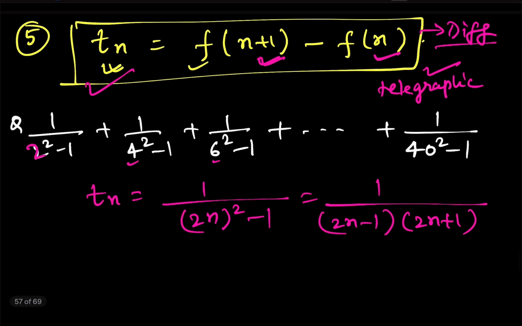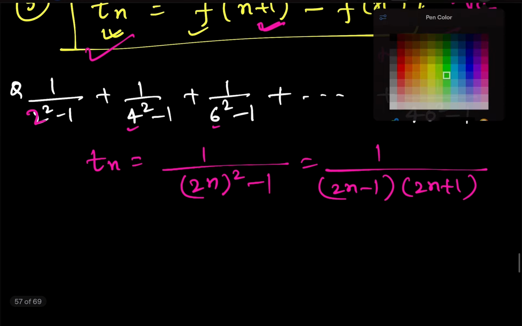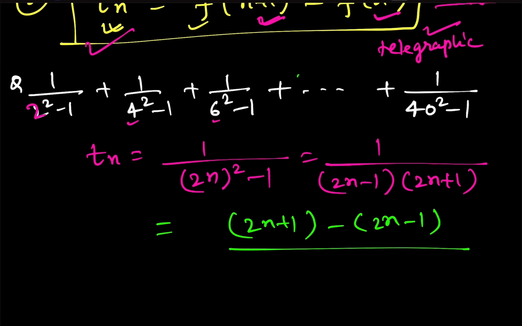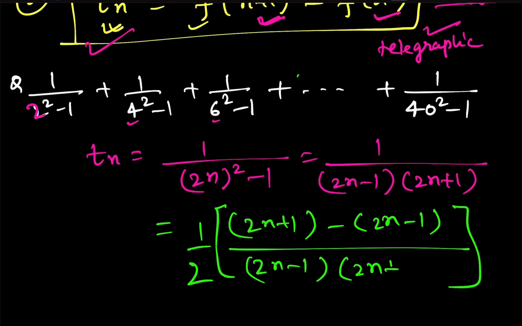So you have to make some improvisation for this. First, in place of 1 you can write 2n plus 1 minus 2n minus 1. In this case our 2n will get cancelled and it will give 2. So you can divide by 2 in the denominator. So 2n minus 1, 2n plus 1.